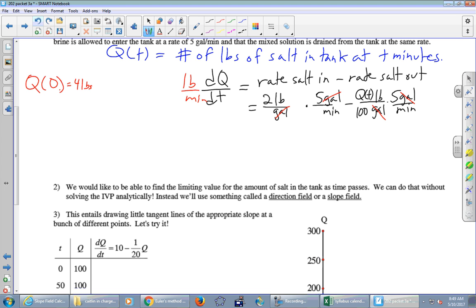Okay, we'll clean this up just a little bit. So what do we say here? We got 10 there, minus 5 over 100 reduces to, I'll write it this way, 1/20th of Q. So dQ/dt is 10 minus 1/20th of Q. Buy it?